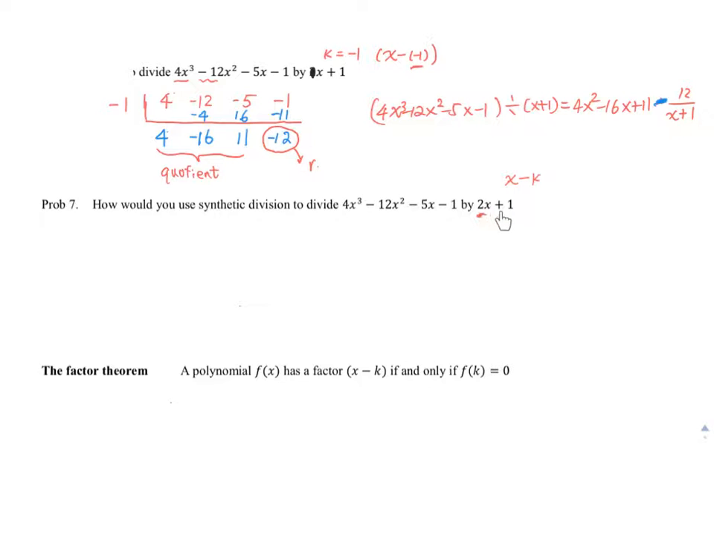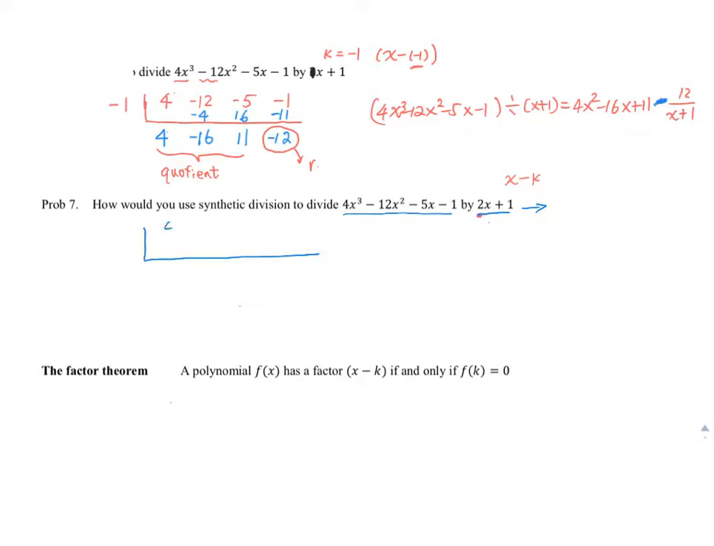it's not x minus k form. It's like 2x here. This is no longer 1. The coefficient is 2, in 2x plus 1. And here's the trick, okay? You're going to divide both the numerator and denominator by 2, because the coefficient of the divisor here is 2. So when you do that, you're going to do this.